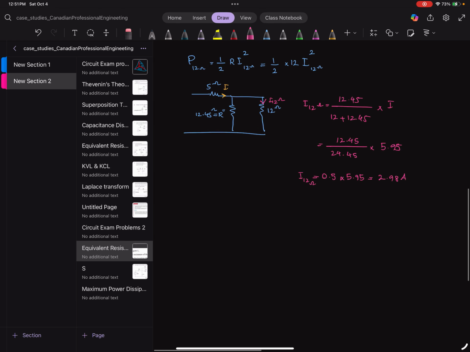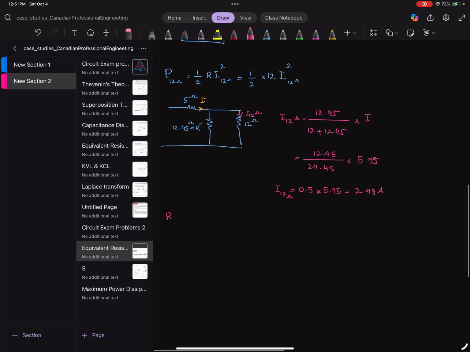Then, in order to find the power dissipated in 12 ohm, P12, we go back. We say 1 over 2, 12, 2.98 to the power of 2. That's about 3. 6 multiplied by 3. 6 multiplied by almost 9, let's say, 54 watt. Again, this is almost. So that's how we find the power.